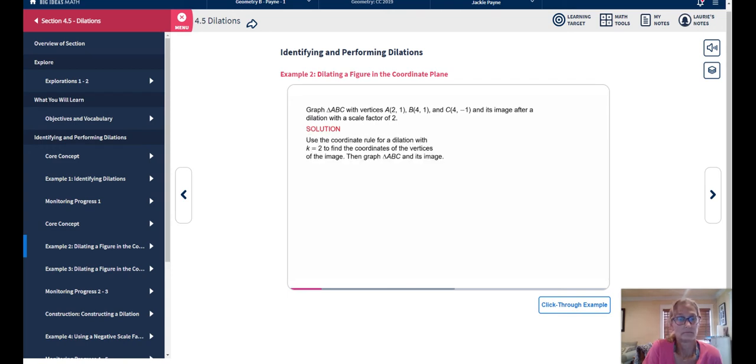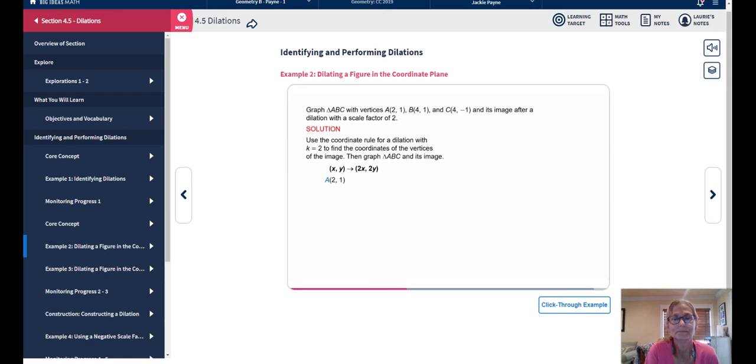Solution. Use the coordinate rule for a dilation with k equals 2 to find the coordinates of the vertices of the image. Then graph triangle ABC and its image. The coordinate rule for dilation states if point P (x, y) is the pre-image of a point, then its image after a dilation centered at the origin with scale factor k is the point P prime (kx, ky). Because k equals 2, point (x, y) maps to the point (2x, 2y).